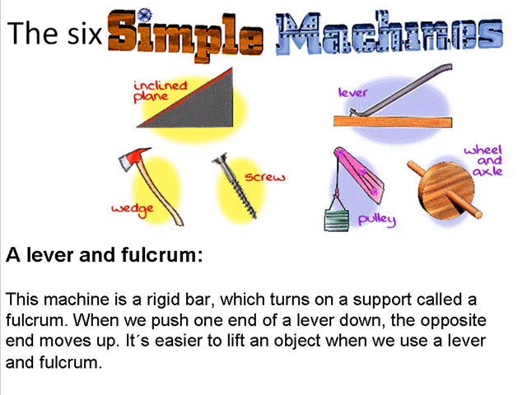A lever and fulcrum. This machine is a rigid bar which turns on a support called a fulcrum. When we push one end of a lever down, the opposite end moves up. It's easier to lift an object when we use a lever and a fulcrum.